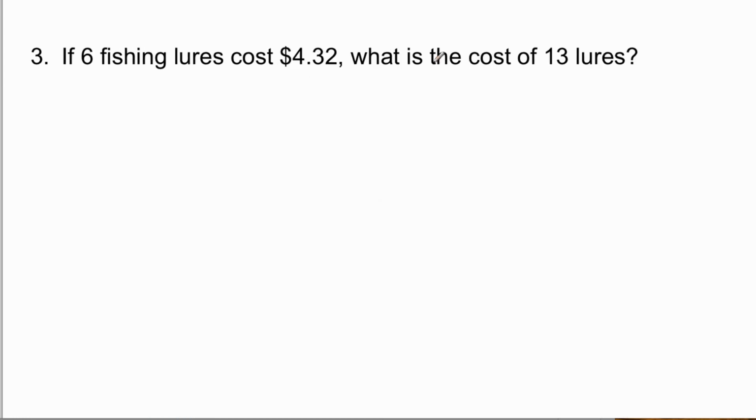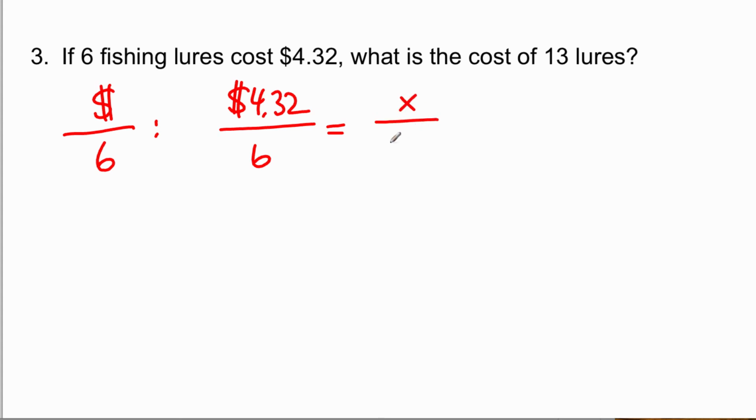Here's one more question to consider. If we have 6 fishing lures costing $4.32, what would be the cost of 13? All right, this is a proportional relationship because cost will increase at the same rate as lures. So if we decide to put the dollars on the top, $4.32 for 6, the question is how much money for 13? That would be one way to set up this problem. You could also work out the unit cost for one lure and then use that to get 13. But let's just work with it the way we have it.